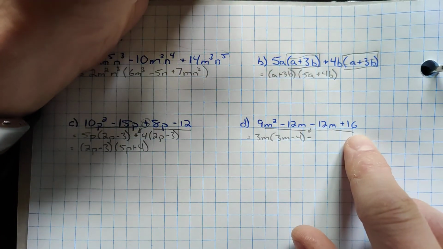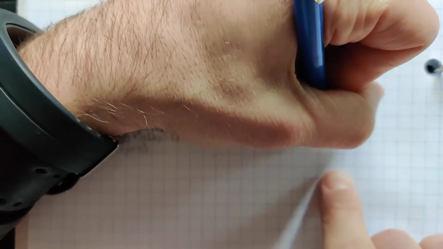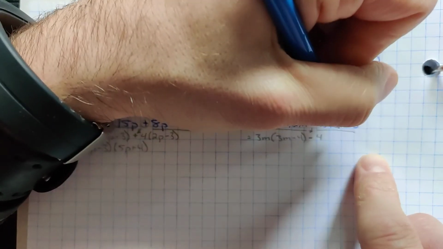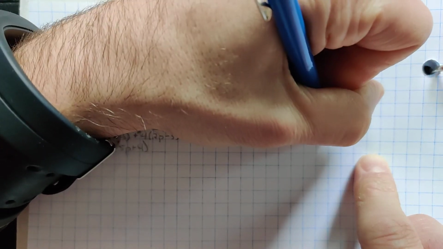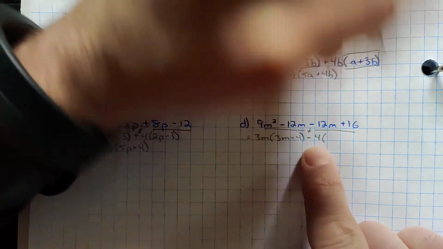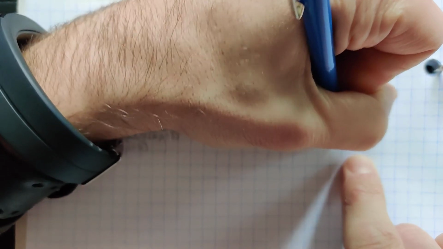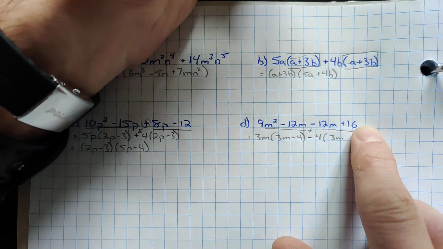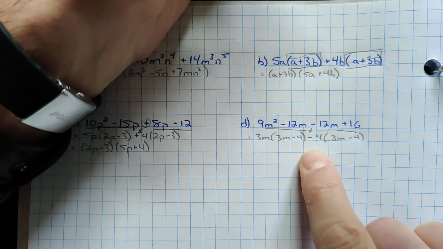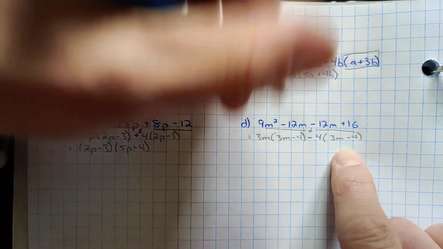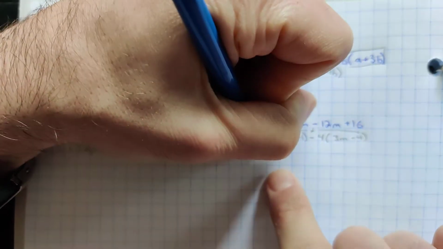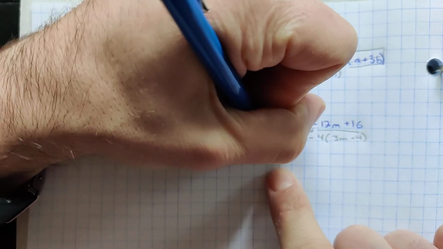Common factor between 12 and 16 is going to be 4. Bracket. Negative 12 divided by negative 4 is going to be 3m. There, positive 16 divided by negative 4 is going to leave me with negative 4. So I am using that sign when I'm factoring it out. 3m minus 4, 3m minus 4. Common factor.